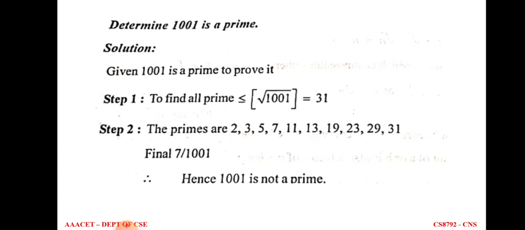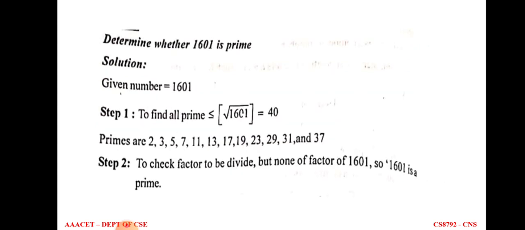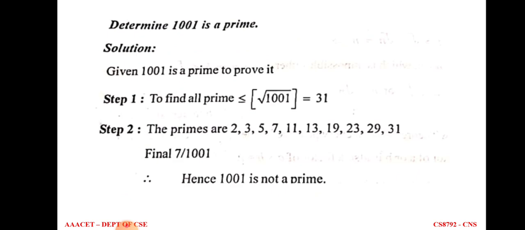So in the third step we will check whether any of these factors divides the particular number 1001. Here 1001 is not divisible by 2, not divisible by 3, and not divisible by 5, but 1001 is divisible by 7, because 7 into 1 is 7, remaining 3, then 4 into 7 is 28, remaining 2, then 21, 3 sevens are 21. So 1001 is divisible by 7. In that case 1001 is not a prime number.